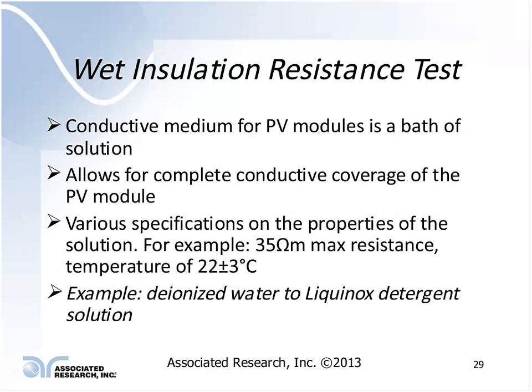But the advantage here is this wet IR test allows for complete conductive coverage of the PV module, so you're getting a very good value here. This is a true worst case value, and when you're doing tests like this, that's what you want. You want worst case to make sure this isn't going to be a safety hazard. So it has various specifications on the properties of the solution. For example, if we look at UL 1703 or IEC 61730, you have a 35 ohm-meter maximum surface resistance with a 22 degrees C plus or minus 3 degrees C temperature for the water.